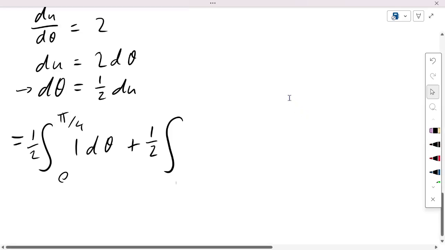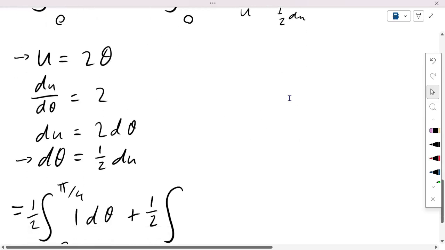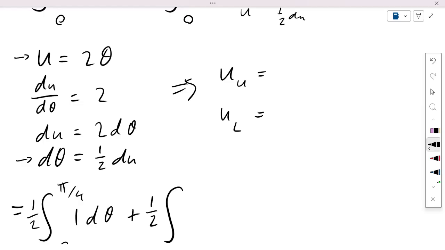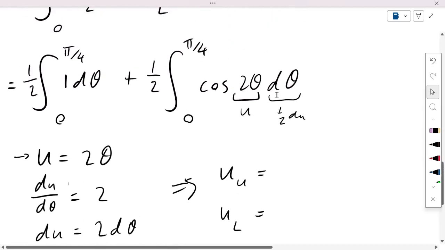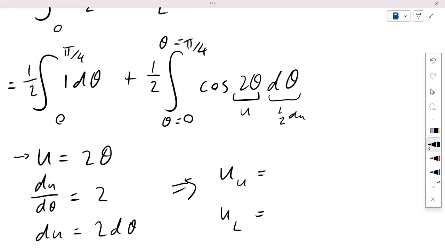Because remember, we just did a new substitution method. So we need to find the new upper and lower limits. So I'm just going to write down over here that we need to find the upper u limit and the lower u limit. Okay, so how we're going to do this is the following. We're going to substitute our old thetas. And what were our old thetas? Our old thetas were theta is equal to pi over 4 and theta equal to 0.